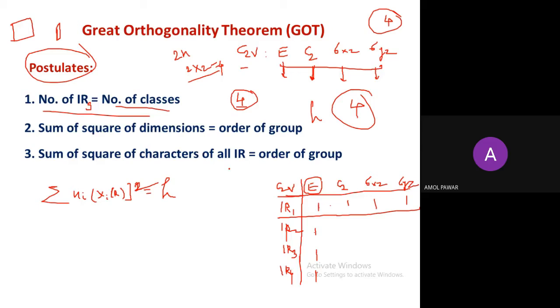Sum of square of characters of all irreducible representation is equal to order of group. We have order of group 4. Now Ni is the coefficient of this class. Then how to write postulate number 3. See, here N is the class, identity, C2, sigma xz and sigma yz, into character of irreducible representation.